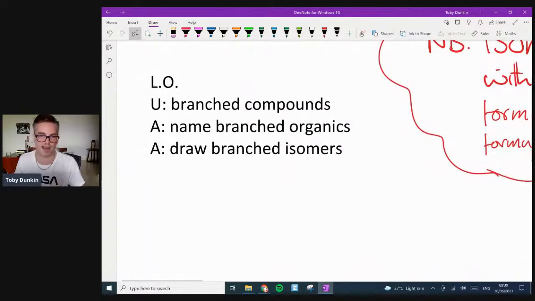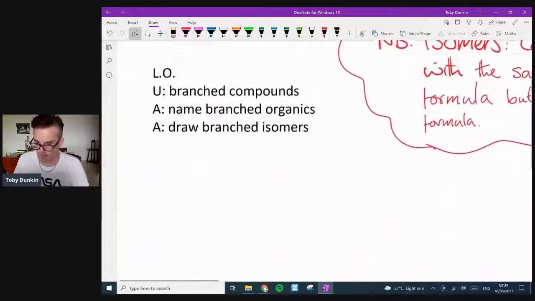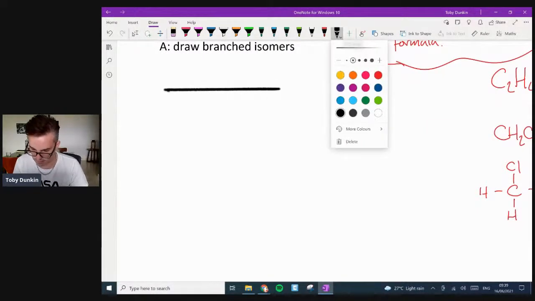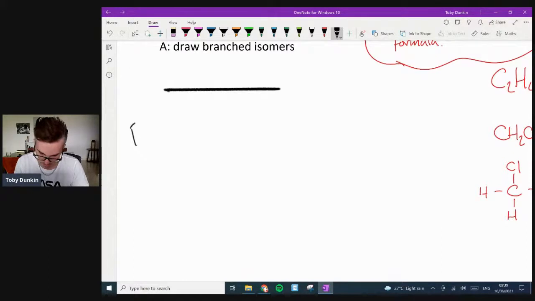Now we need to talk about branches. So, okay, so underline. I'm actually going to switch to black now at this point. Oh, that's very thick. Let's go for that one. Okay, subtitle. Branched organics.